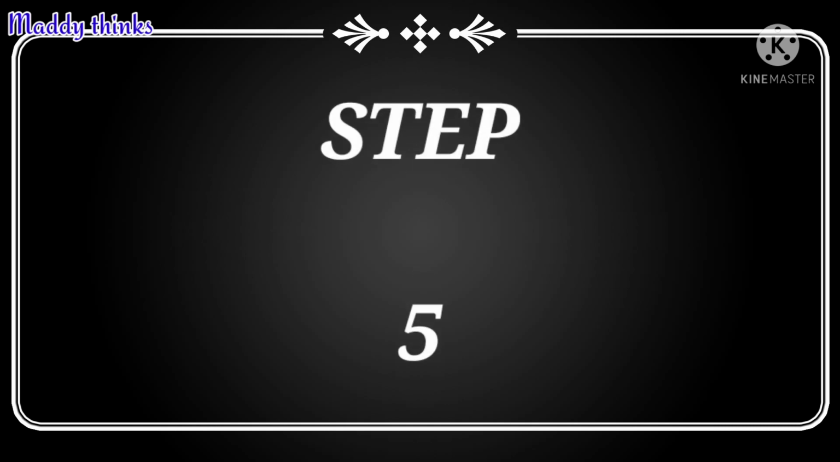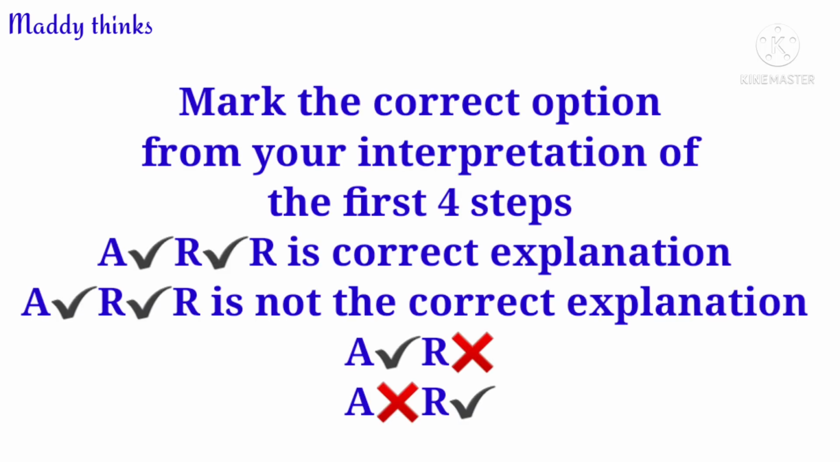Step 5. Now mark the correct option from your interpretation of the first 4 steps. Choose whether A is true and R is the correct explanation, or A is true and R is not the correct explanation, or A is true and R is false, or A is false and R is true.